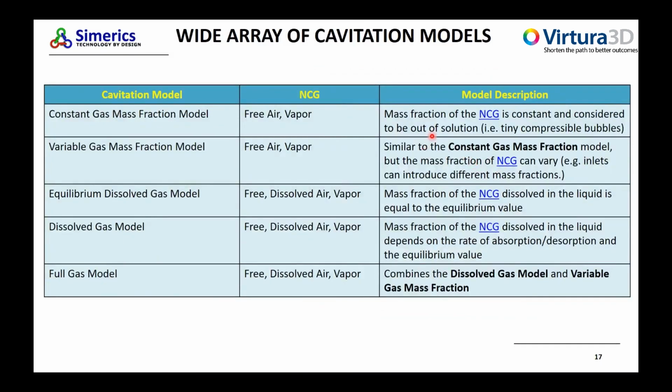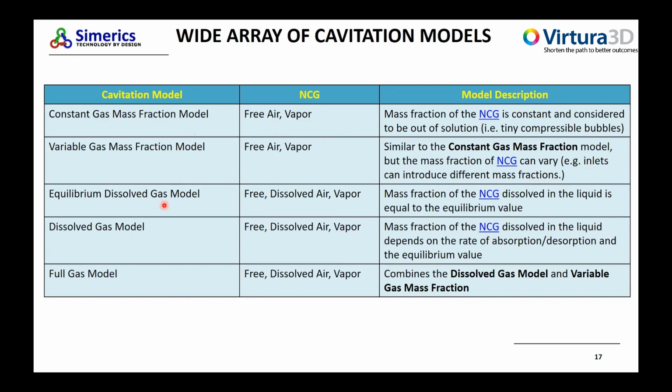Also, we have a wide array of cavitation models. I think we briefly talked about a couple of them before. So here I list all of them and explain briefly what each one does. The constant gas mass fraction model essentially models the free air and the vapor. What it means is the non-condensable gas is constant and considered to be out of solution. So you will have, let's say, low pressure formation, then some free air gets formed and expands, and then at high pressure it collapses and becomes liquid. The variable gas mass fraction model is similar to constant gas, but the only difference is that now you can control the inlets and outlets with different mass fractions of air coming in and out of the system.